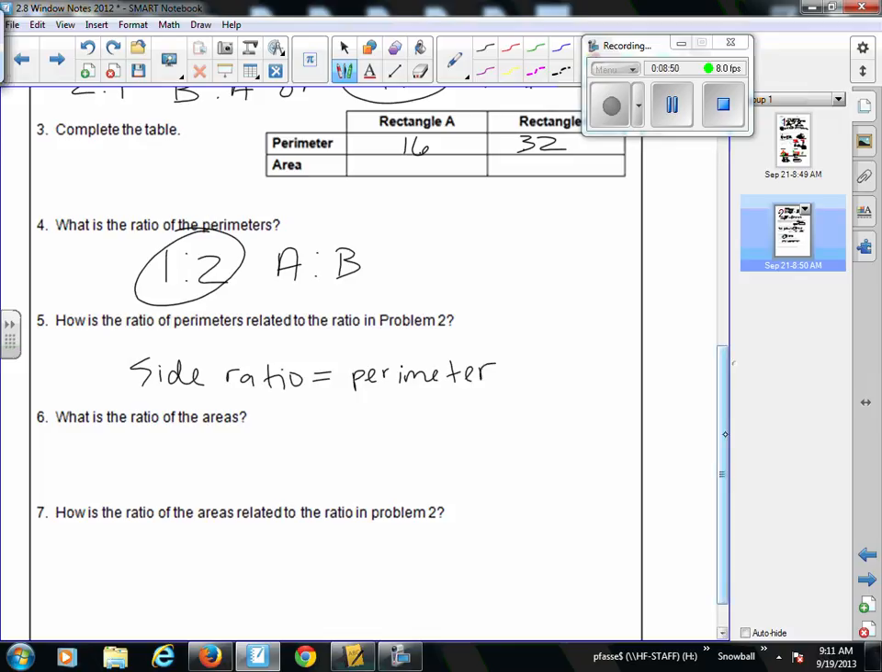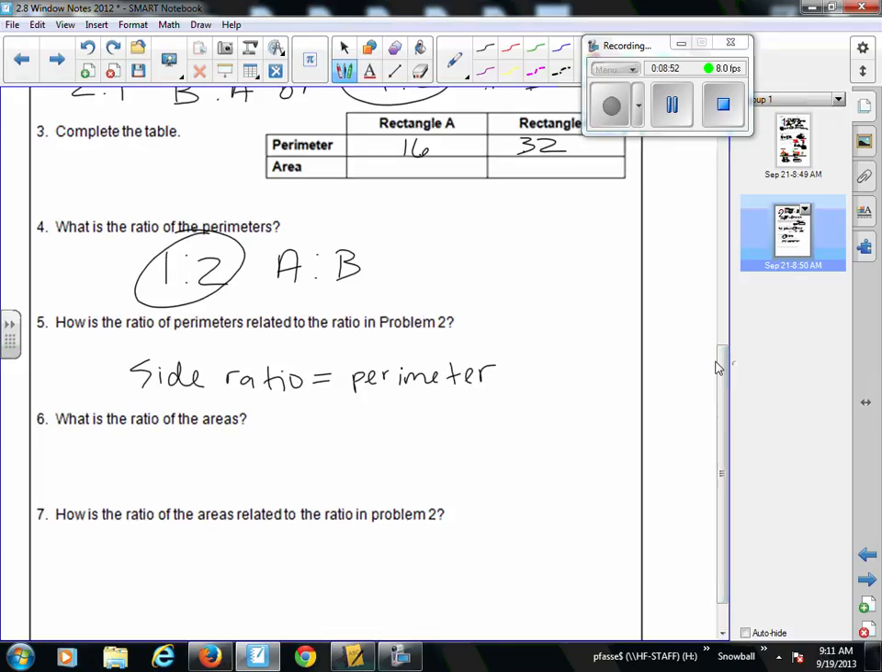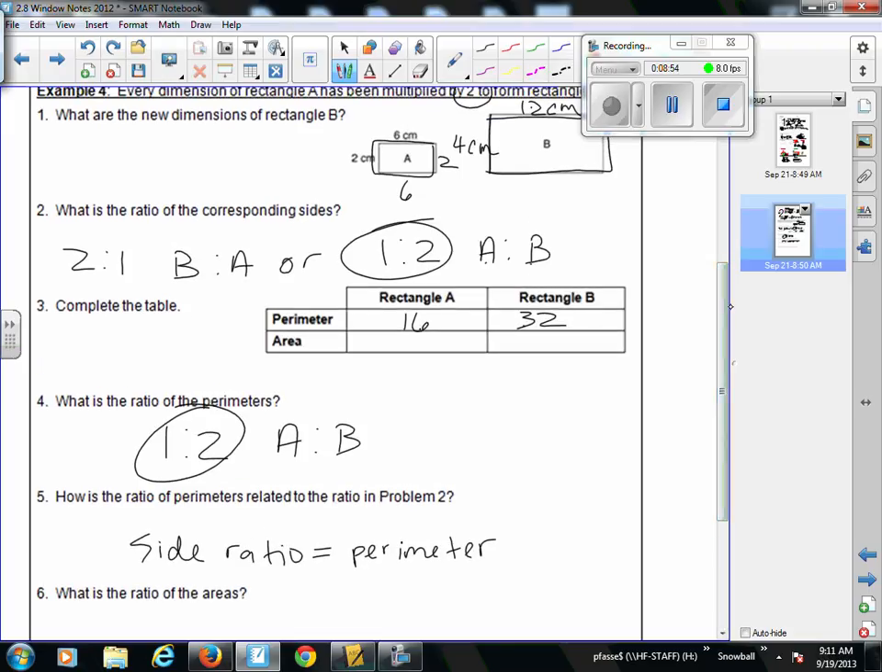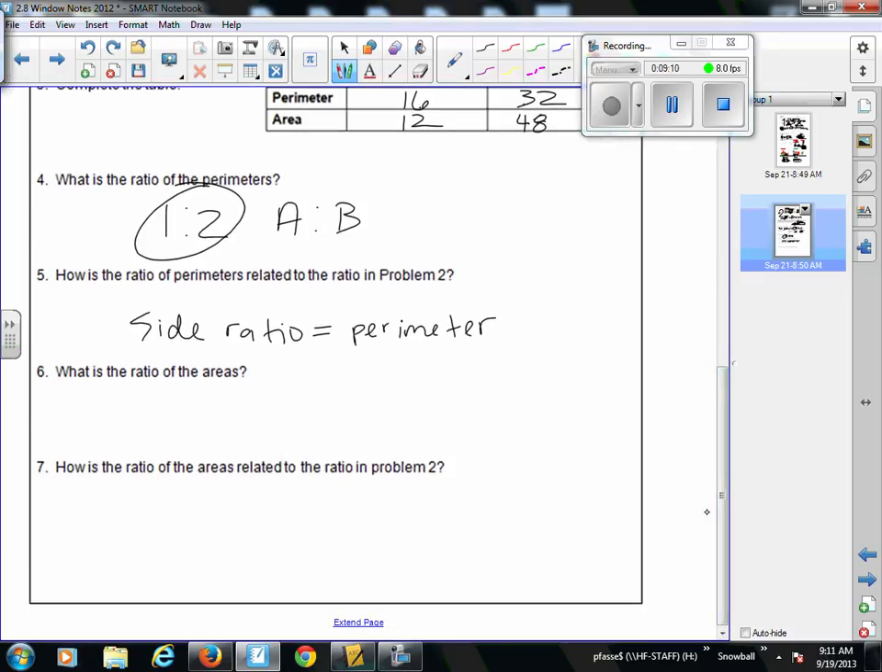Okay, number 6, it says what is the ratio of the areas? So first, let's figure out what the areas are. For rectangle A, it is 2 times 6, which gives us 12. And then here, for B, it's 4 times 12, which is 48. And what is the ratio of the areas? If we do A to B, that would be 12 over 48, which reduces to 1/4.